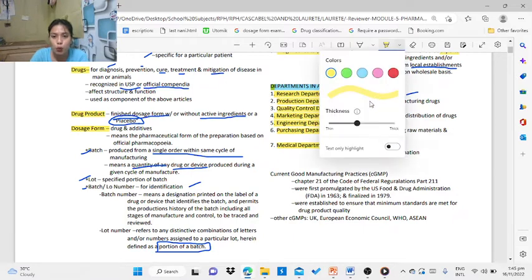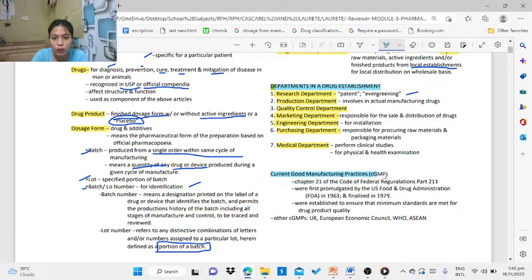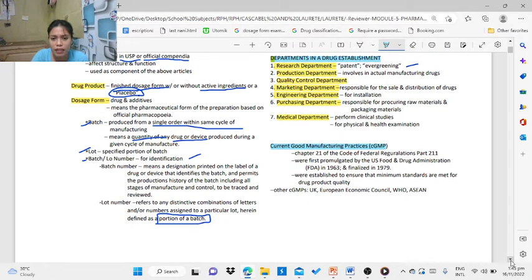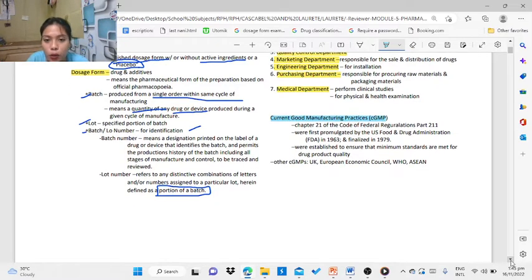Now let's move to the current good manufacturing practice, the CGMP. It is in Chapter 21 of the Code of Federal Regulations, Part 207. Okay. So the current good manufacturing practice is very important, like a Bible, the library of current good manufacturing practice.